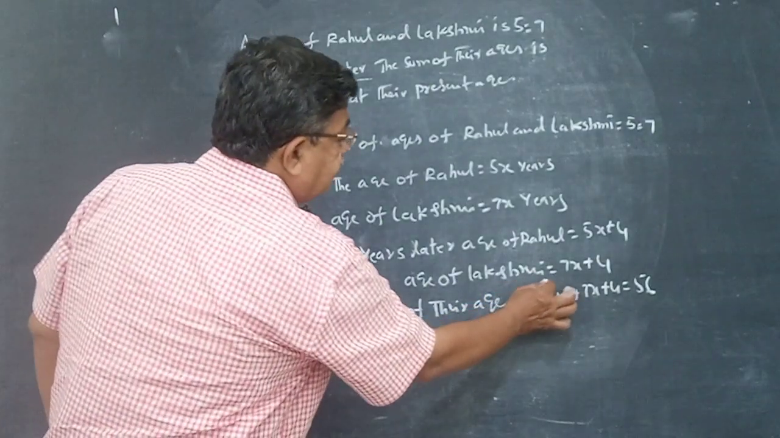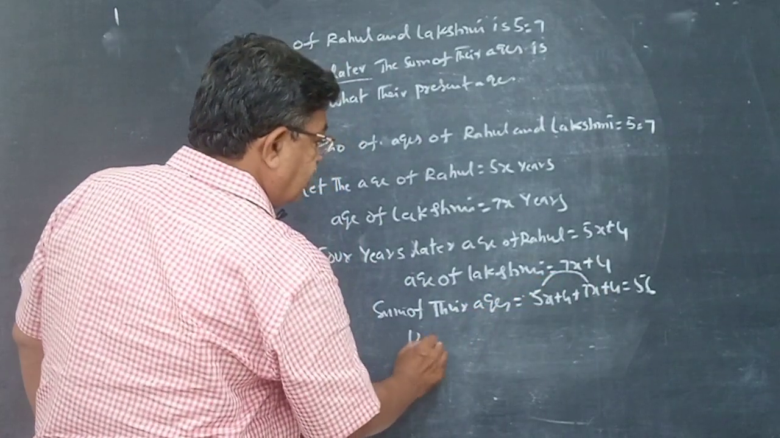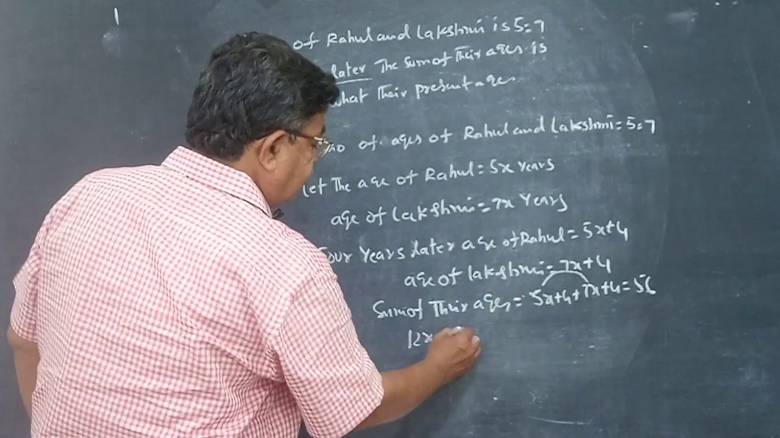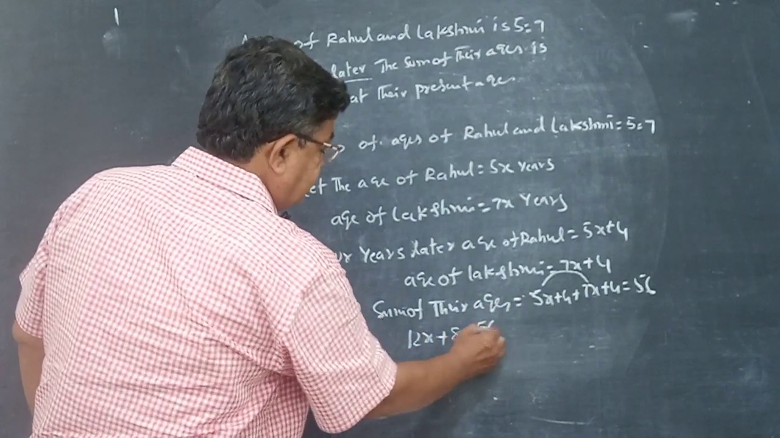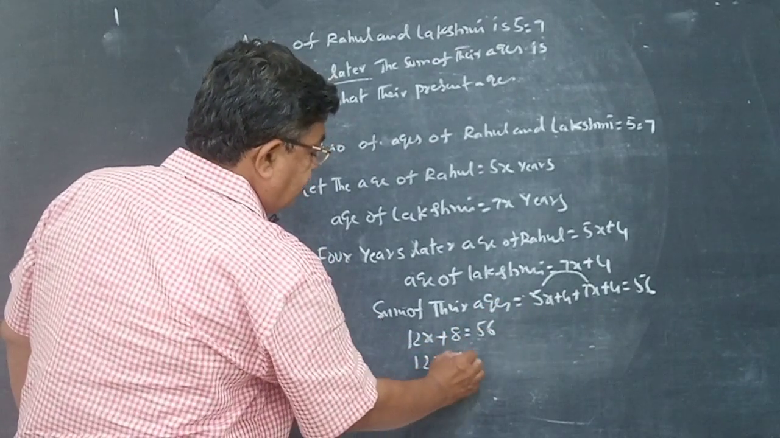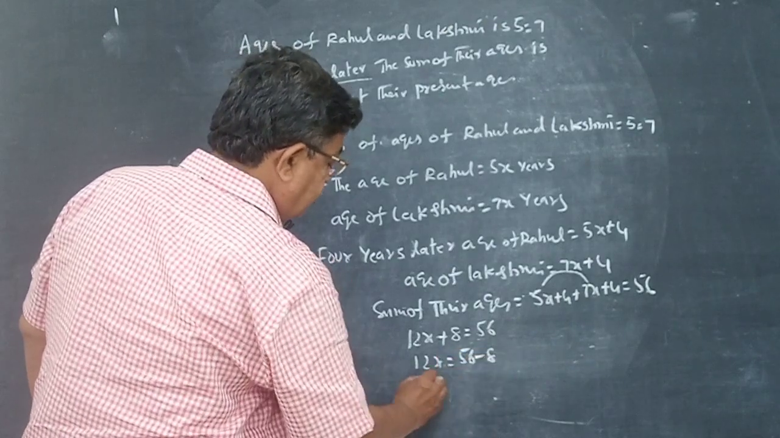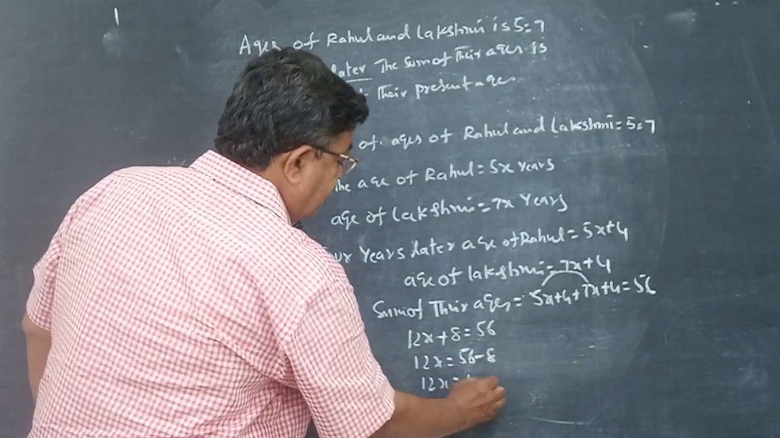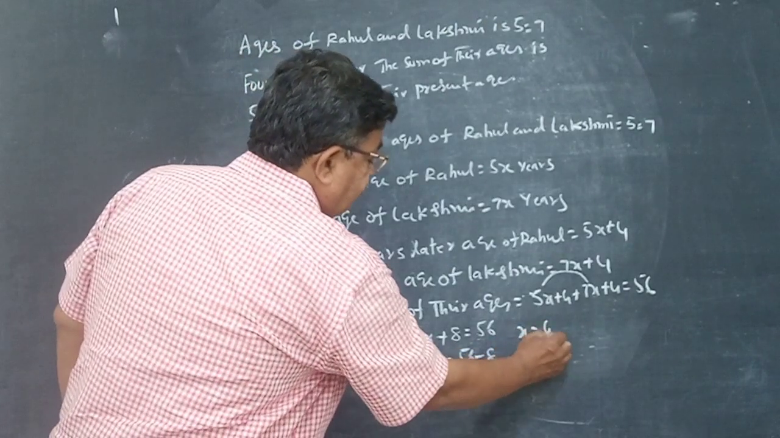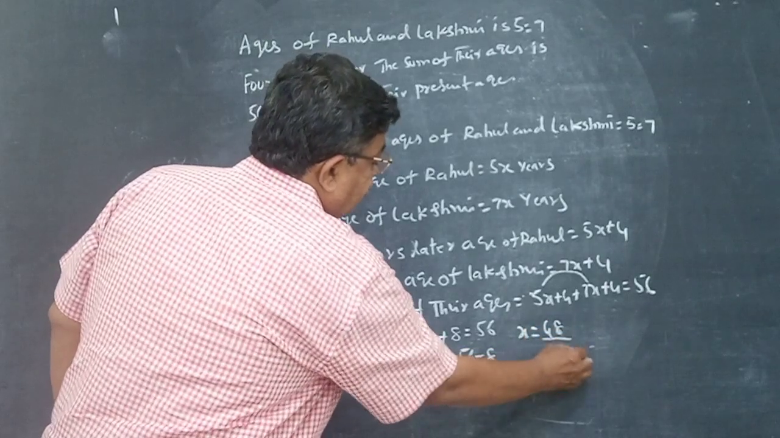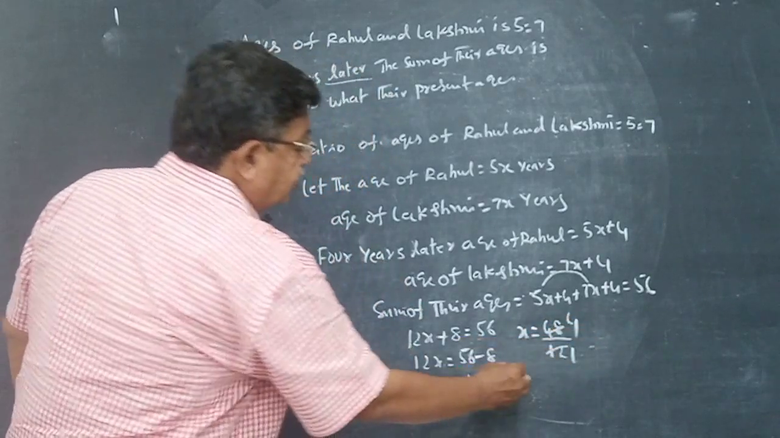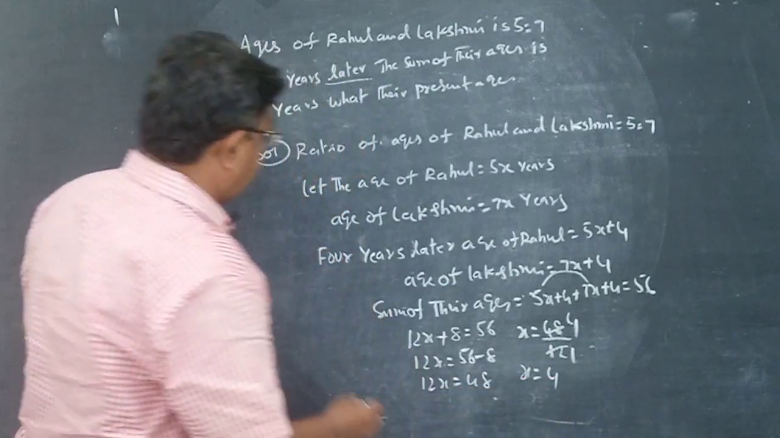So add the like terms. 5x plus 7x is 12x. 4 plus 4 is 8, equal to 56. 12x is equal to 56 minus 8. 12x is equal to 48. x is equal to 48 by 12. 12 ones are 12, 12 fours are 48. So you got the value of x equal to 4.